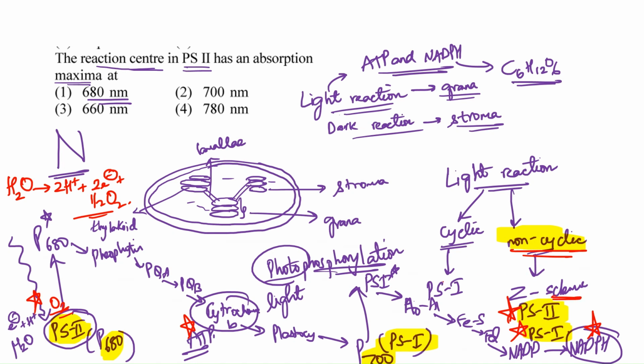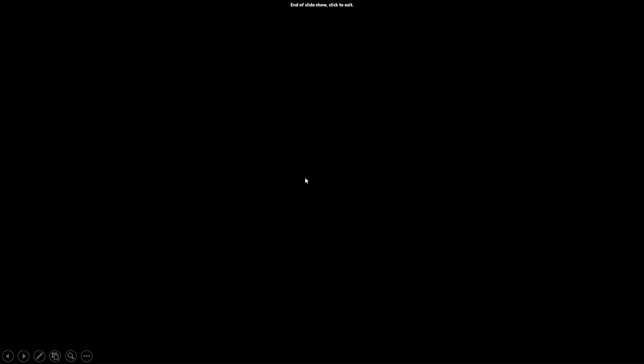Whereas in cyclic photophosphorylation, only P700 is involved. P700 gets excited to photosystem 1 excited state. Then it gives its electrons to phylloquinone, from there to iron sulfur, from iron sulfur to ferredoxin. Ferredoxin gives the electrons to cytochrome b. Cytochrome b gives it to plastocyanin. Then again it comes back to PS1, P700.